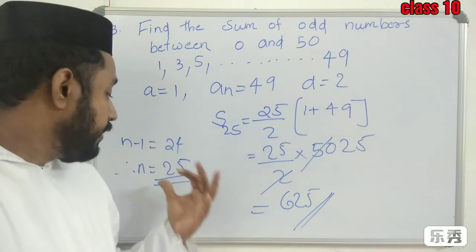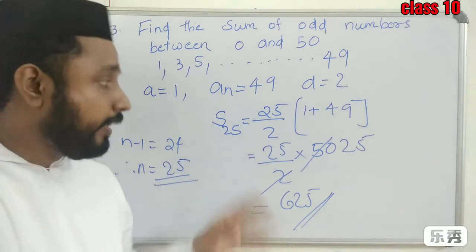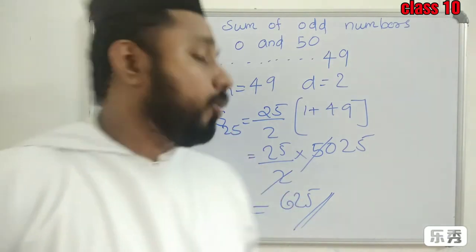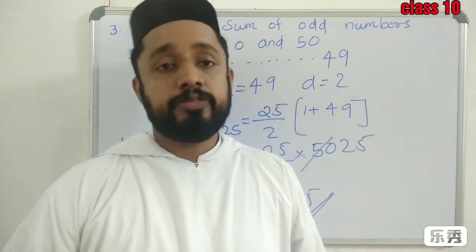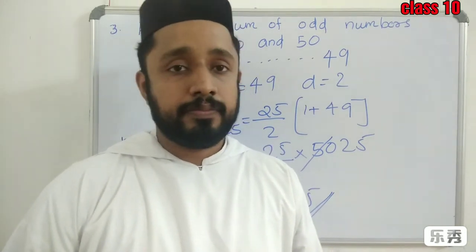So we first found the value of n, n is equal to 25, and the sum of the 25 odd numbers between 0 and 50 is 625.